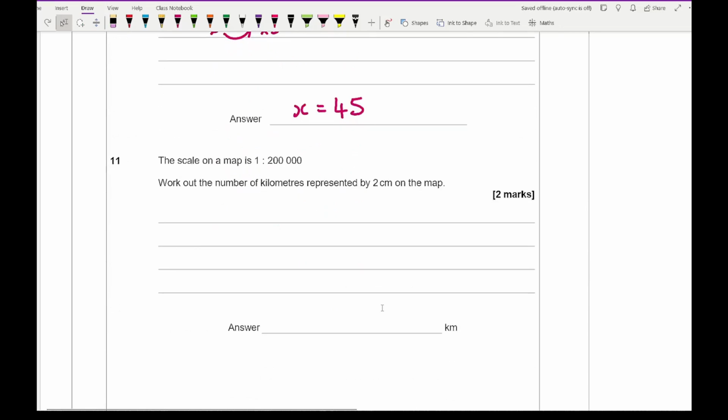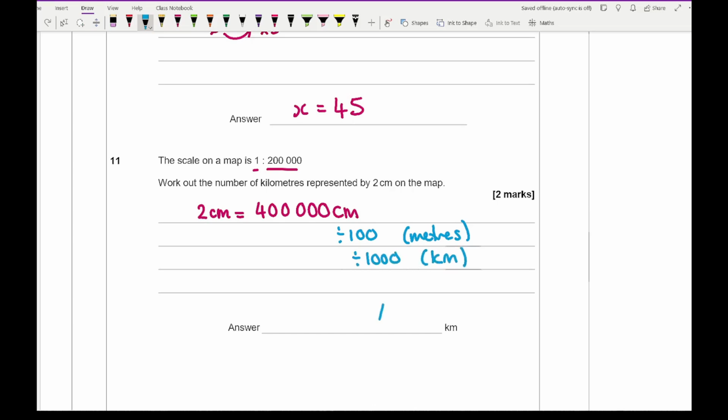Then moving on to question 11, it says that a scale on a map is 1 to 200,000. Work out the number of kilometres represented by 2 centimetres on the map. Well, 2 centimetres is going to be double this, because if I'm doubling the first number on the left, I then need to double that one, so that's going to be 400,000 centimetres. And then I want to convert this into metres, so I divide by 100, and that will give me what the answer is in metres. And then I've got to divide by another 1,000 to convert that into kilometres. And if I type that all into my calculator, I should have an answer of 4.